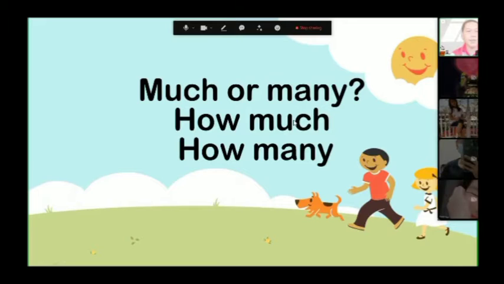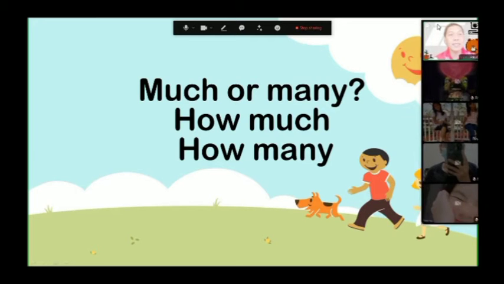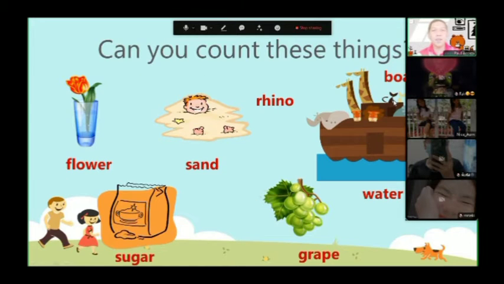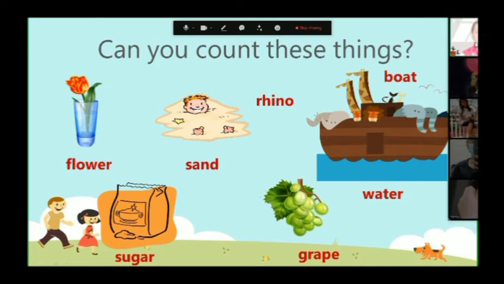Now let's go to our new lesson, much or many. We use this in how much or how many. So, do you have any idea when do we use much and many? Okay, listen. Look at these pictures. Can you count these things? Flower? Can you count flower? Yes or no? Yes, we can count flower.